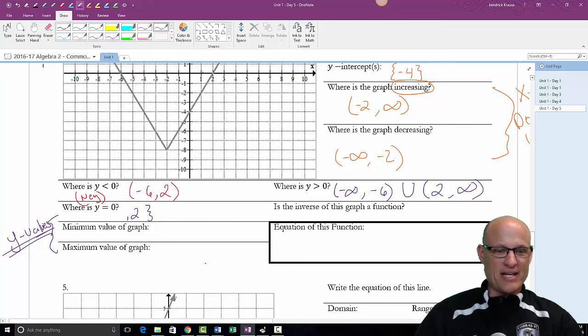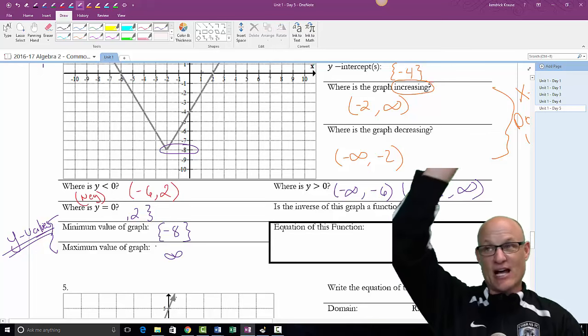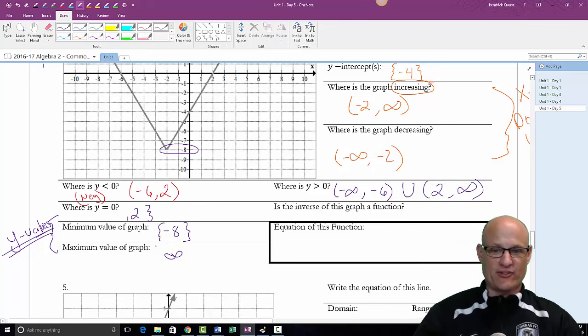So what is the minimum value of the graph? The lowest value of the graph is down here at Y equals -8. So -8, put that in curly brackets. I can write Y equals -8. What is the maximum value of the graph? Well, the maximum value of the graph is infinity. It goes on forever and ever and ever up, but doesn't stop.